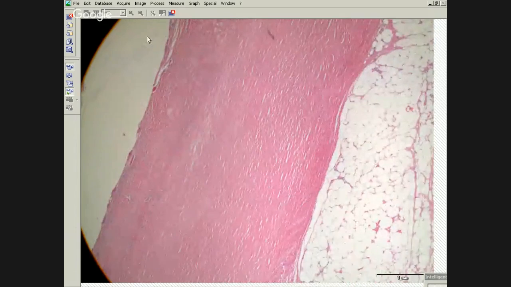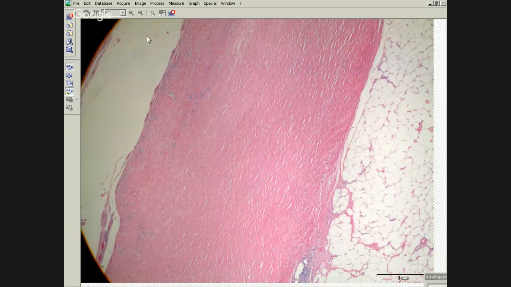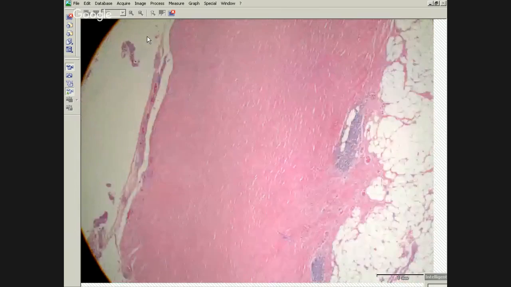Now when you start to lose this linear orientation and it becomes more storiform or it becomes more cellular, then you want to start worrying about sarcomatoid mesothelioma.